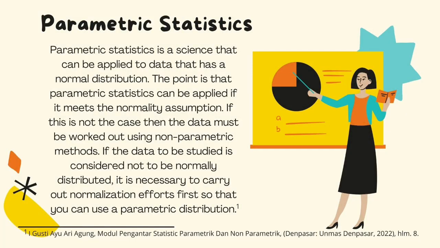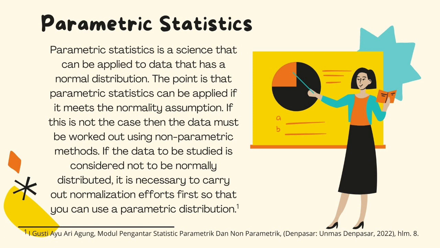Here I will explain about parametric statistics. Parametric statistics is a science that can be applied to data that has a normal distribution. The point is that parametric statistics can be applied if it meets the normality assumption. If this is not the case, then the data must be worked out using non-parametric methods.